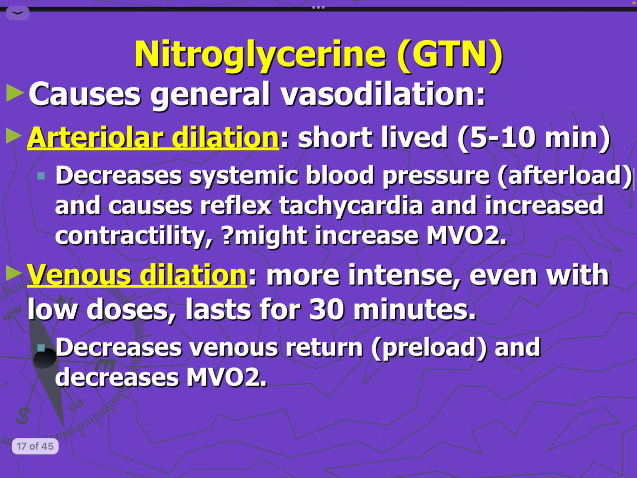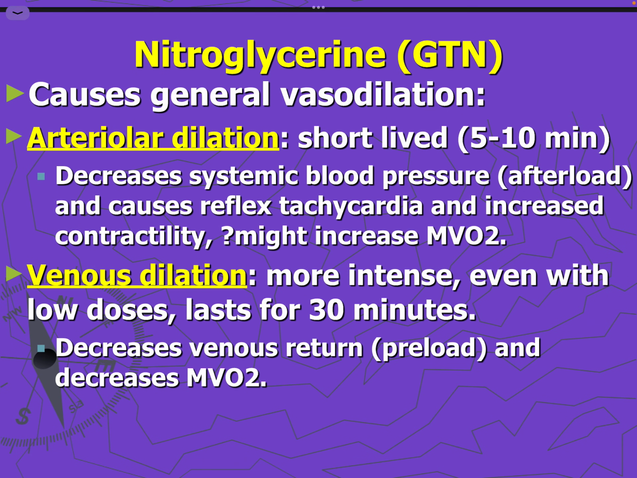What does it do on hemodynamics? It causes two general things: arteriolar vasodilation and venous vasodilation. The arteriolar vasodilation is short-lived and stays for 5 to 10 minutes. It leads to decreased systemic blood pressure, so this leads to a decrease in the afterload. Unfortunately, the decrease in systemic peripheral resistance will result in reflex tachycardia. This is one of the side effects, but it happens only initially and usually at high doses. Later on, the venous dilation effect is more persistent and more intense even with low doses, and it lasts for 30 minutes. So this results in decreased venous return, decreased preload, which will decrease myocardial oxygen demand, MVO2.